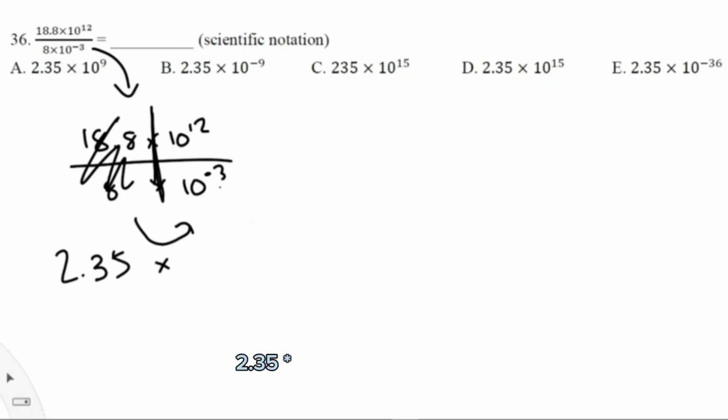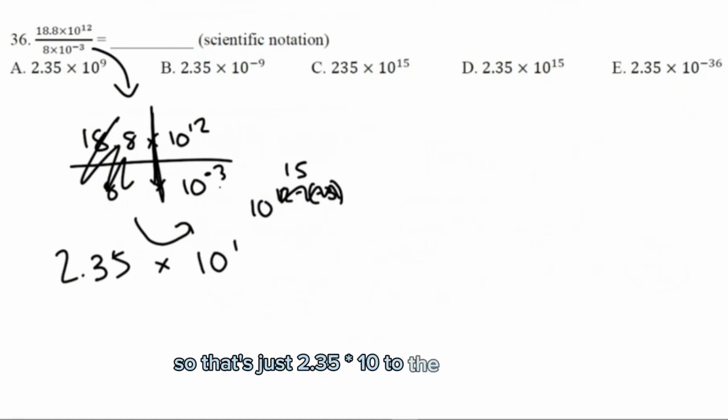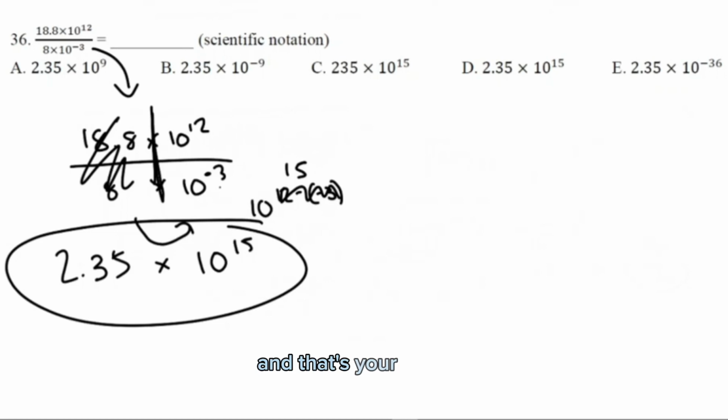2.35 times 10 to the power of 12 divided by 10 to the power of negative 3. When you divide two of the same value with different exponents, all you do is subtract the bottom exponent from the top one. So this becomes 10 to the power of 12 minus negative 3. When you subtract the negative, you're just adding. So it's 12 plus 3, which is 15. So 10 to the power of 15. So that's just 2.35 times 10 to the power of 15, and that's your answer.